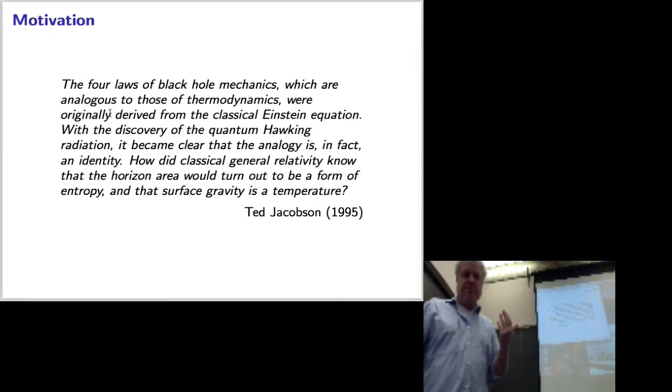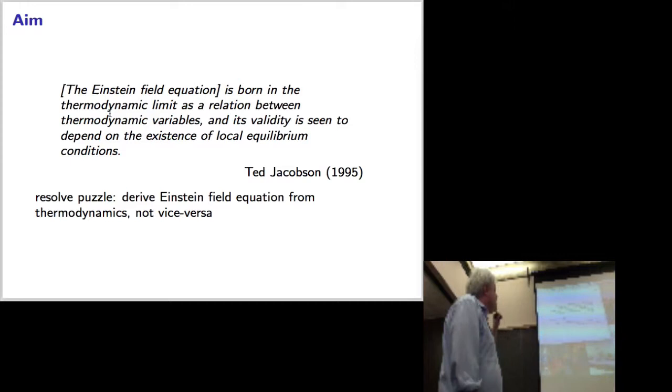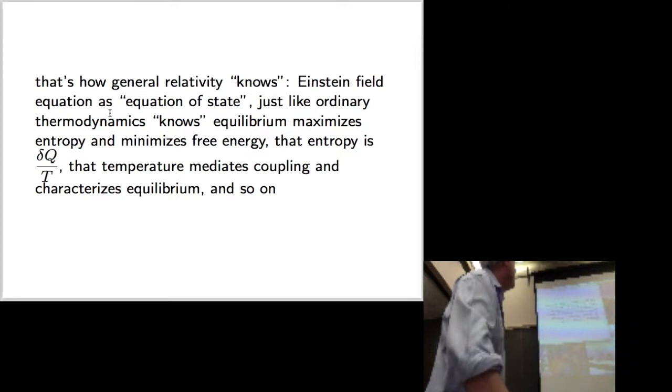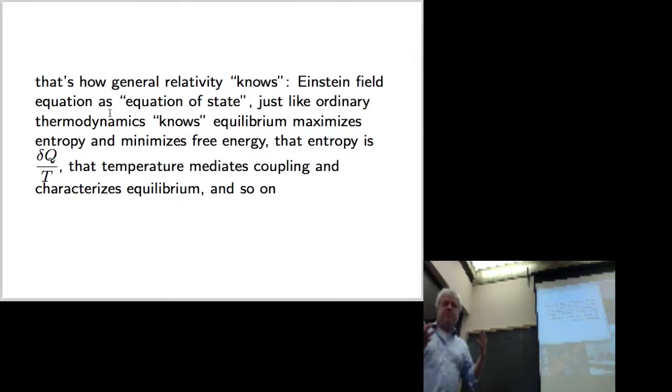His answer: "The Einstein field equation is born in a thermodynamic limit as a relation between thermodynamic variables, and its validity is seen to depend on the existence of local equilibrium conditions." That last qualification is extremely important and will come up in some of the problems I raised later. So he's going to resolve the puzzle by deriving the Einstein field equation from thermodynamics, not vice versa. That, I take it, is why he thinks general relativity knows why area is entropy, surface gravity is temperature, etc. Because the Einstein field equation is in some sense a thermodynamical equation of state.